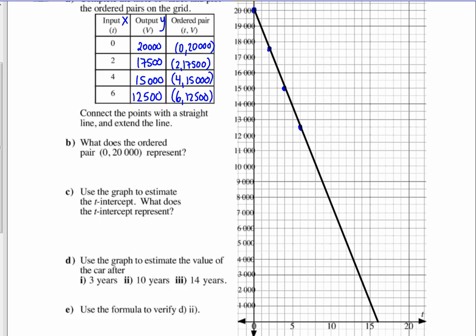Now, does it make sense to have negative money or negative time? No. So the graph only exists in this first quadrant. We're going to talk about that in the next couple of days, about domain and range. When does it make sense to continue both forever up and down, left and right on the graph, or does it limit it?